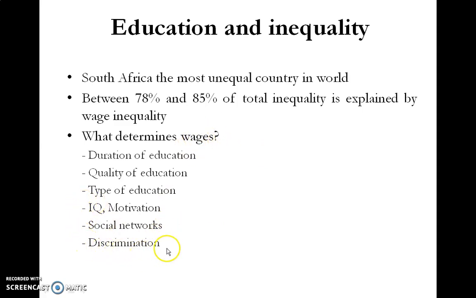Please note that the last 3 points, IQ and motivation, social networks, and discrimination, can also impact education, which then in turn also impacts wages. So these 3 points can impact wages directly or indirectly through education as well.